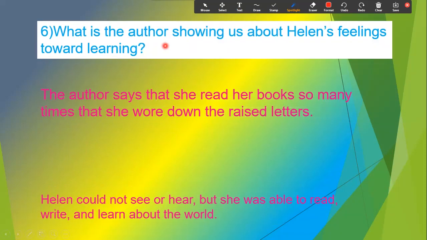What is the author showing us about Helen's feeling toward learning? The author says that she read her books so many times that she wore down the raised letters. Helen couldn't see or hear, but she was able to read and write and learn about the world.